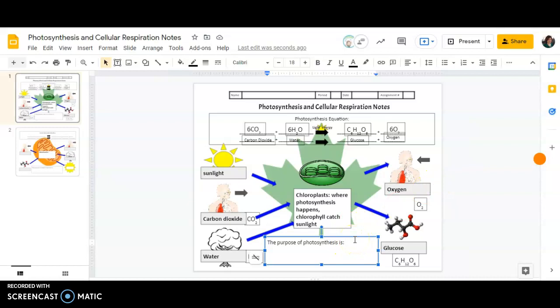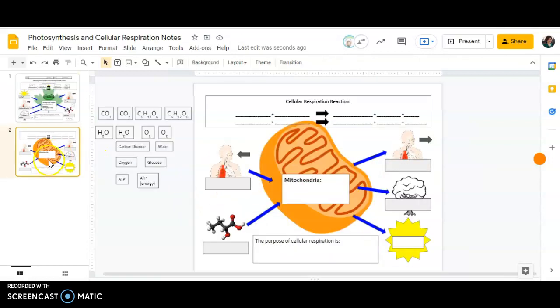All right? So the purpose of photosynthesis is to make glucose, which is sugar, which is its food, for the plant to use as food. Okay? So there you go. There's that. All right. Now we're going to move on to the next page, which is cellular respiration.